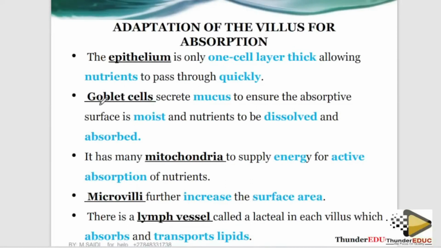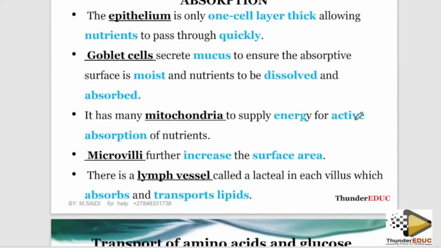Epithelium is only 1 cell thick. Goblet cells, mitochondria supplying energy. For what? When it asks you adaptation, you give, for example, epithelium is only 1 cell thick, for what? Allowing nutrients to pass through quickly. Goblet cell, mucus, to moisten the surface and also help dissolve the substances. Mitochondria, energy, for what? Active absorption. Microvilli, for what? Increase the surface area.